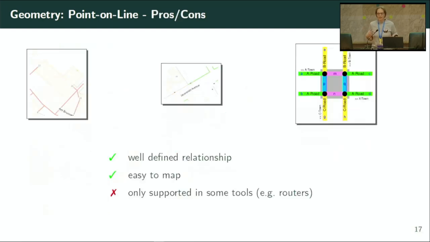This is really a well-defined relationship. The main problem with this is there's only some specific use cases where this works. And again, we don't have generic support and tools for this, but routers and others already can do this.